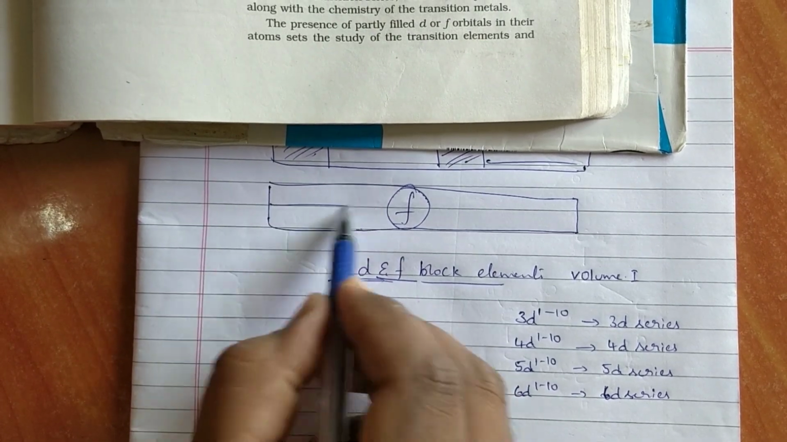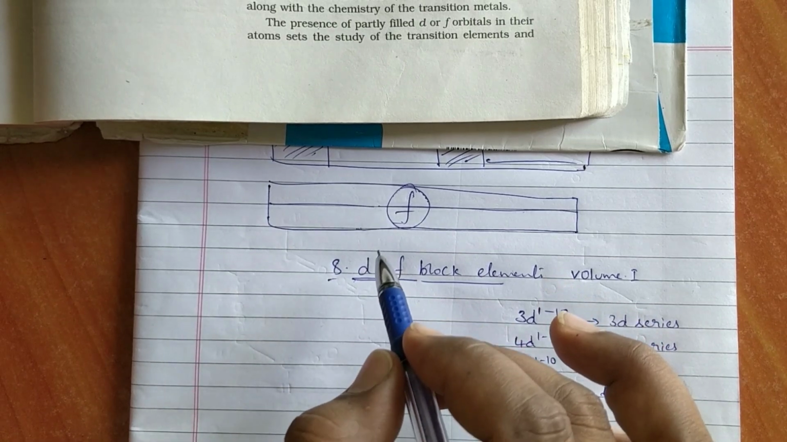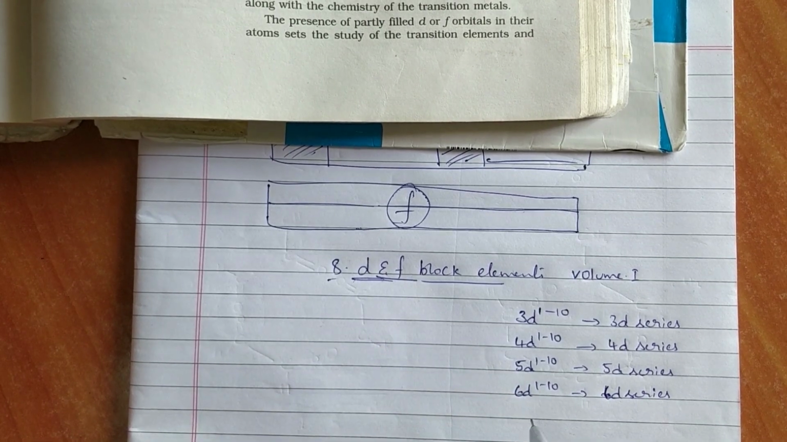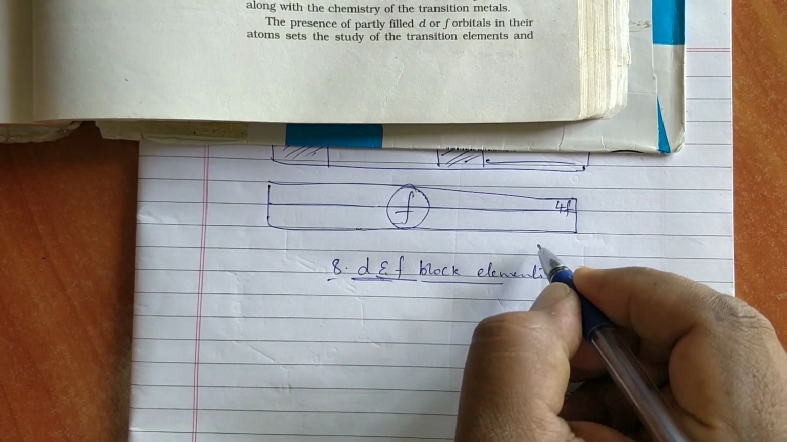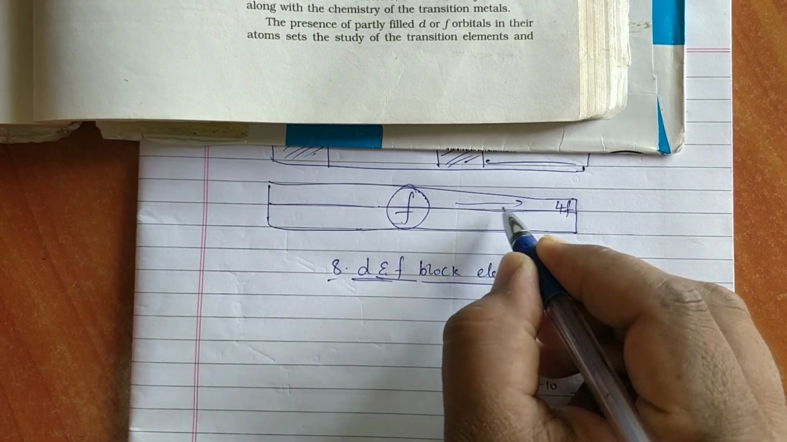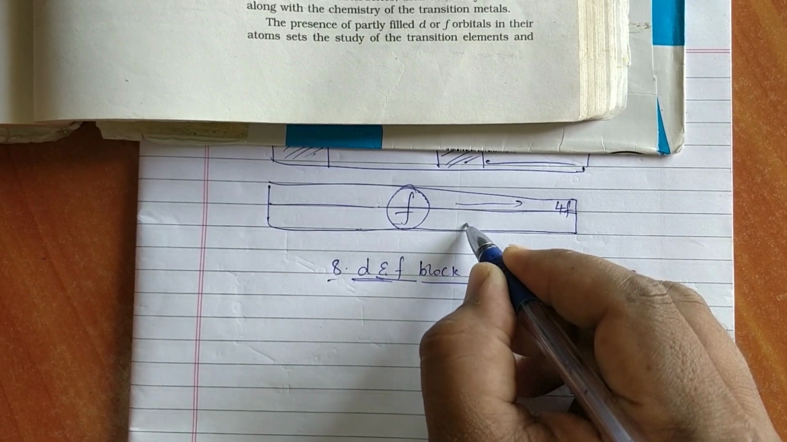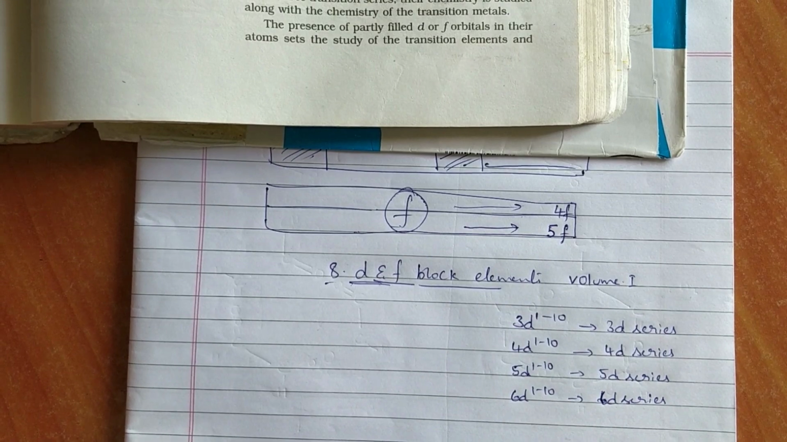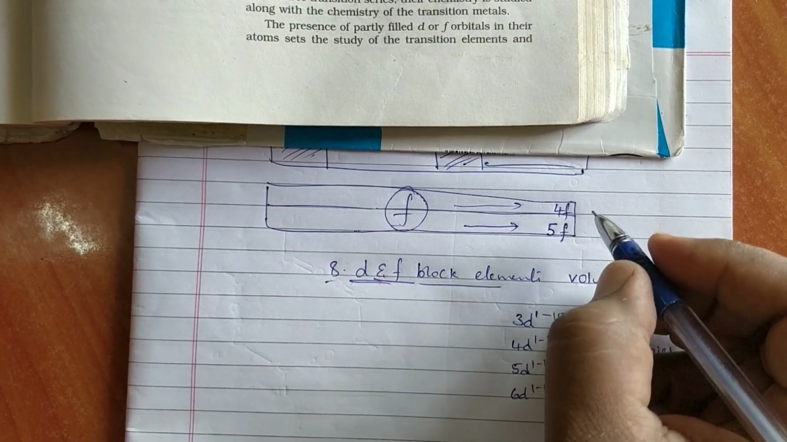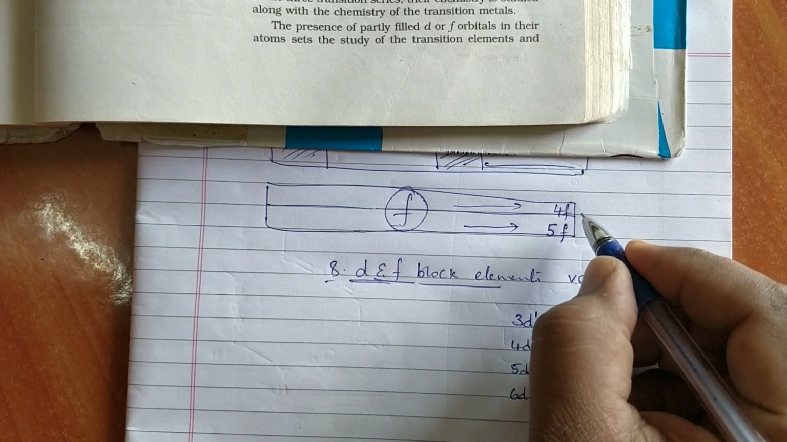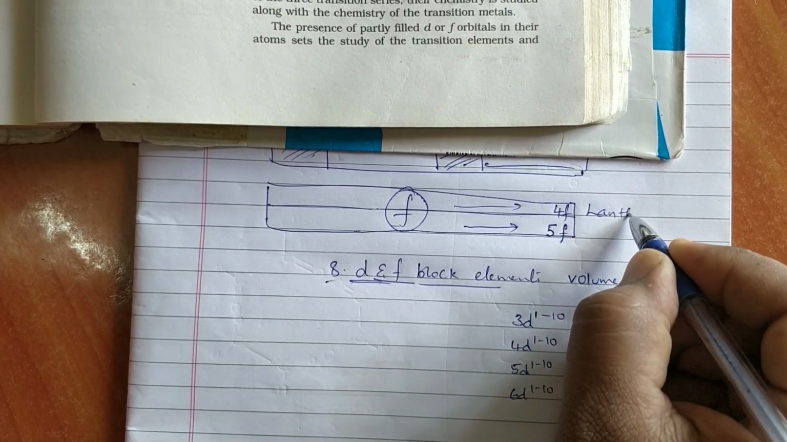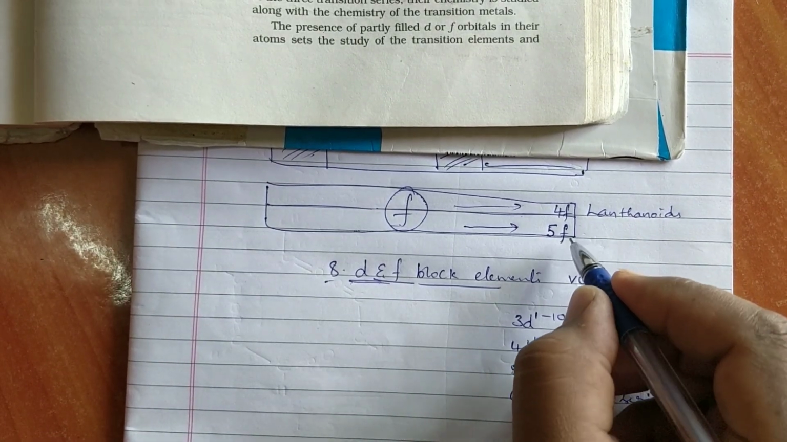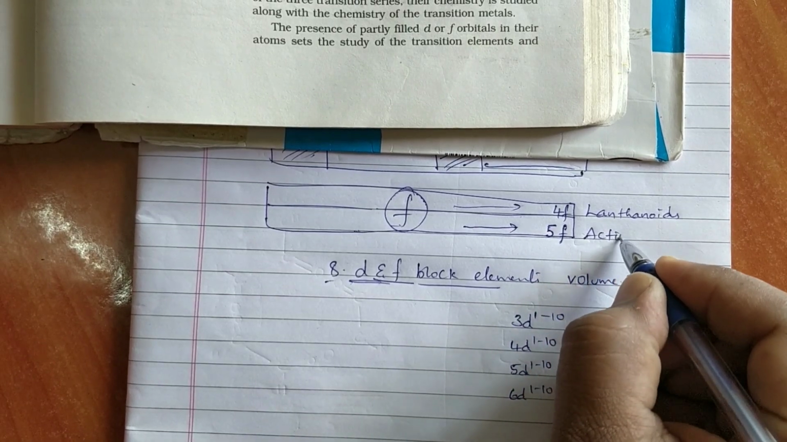In the same way, F block contains 2 rows. In the first row the differentiating electron enters into 4f, this row fully 4f 1 to 14. In the next row, the differentiating electron enters into 5f. This is 4f, this is 5f. If the differentiating electron enters into the 4f subshell, those are called lanthanoids. If the differentiating electron enters into the 5f subshell, then those are called actinoids.